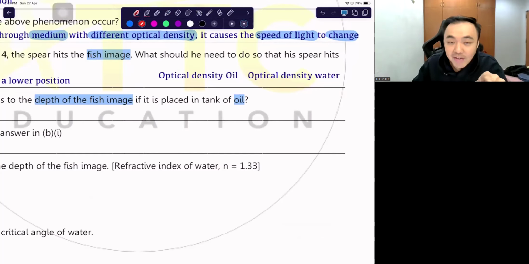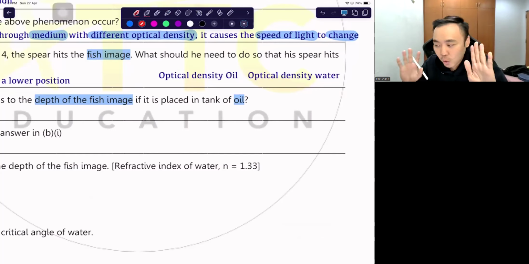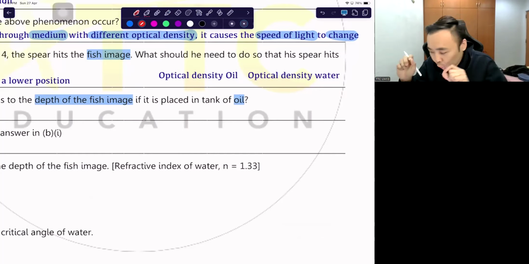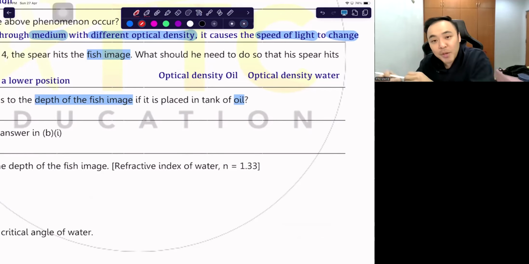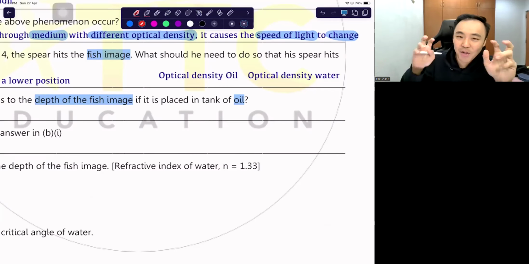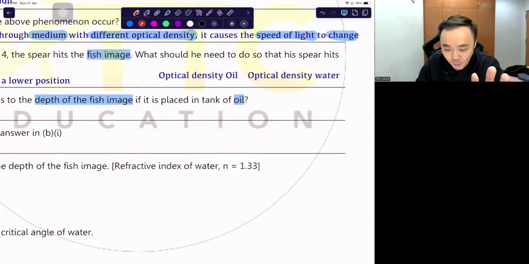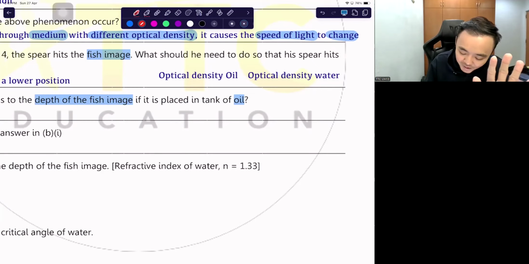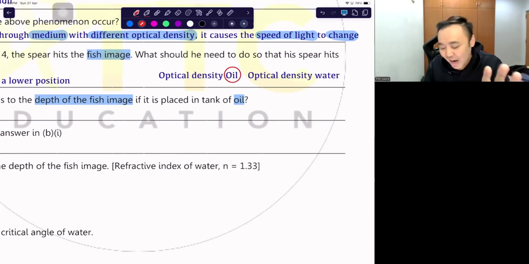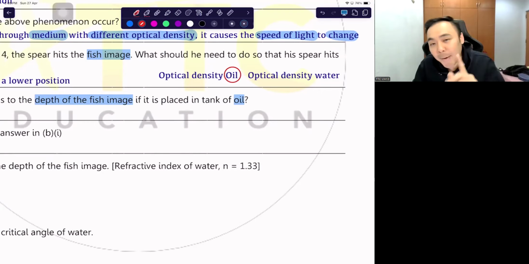Optical density works like that. You want to know higher or lower, very simple. If you go into this medium and you can go faster, that means your optical density is lower. If you go into this medium and you go slower, that means your optical density is higher. You get it? That's why I say the logic is very similar to density. Now, think about it: is light inside oil going to be faster or slower compared to water?